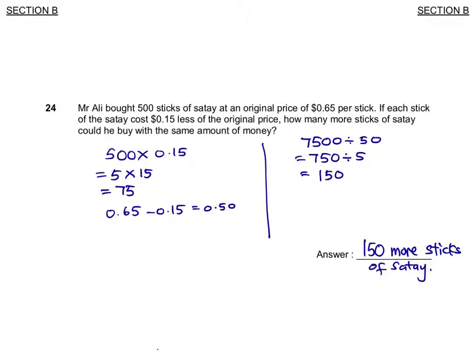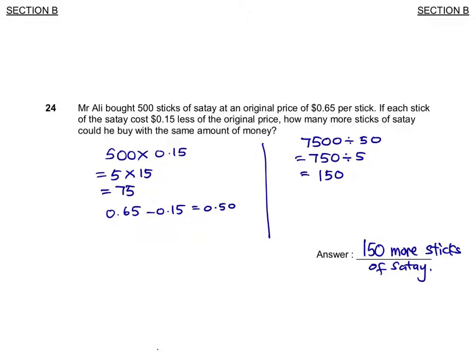Okay, question 34 is a decimal question. They tell you that this is the original price at 500 steaks. If this one is reduced by 15 cents, how many more can you buy? So first of all, you need to know the discount, the 15 cents, how much is it? 500, each one at 15 cents discount, so you actually get up to $75. Okay, $75.